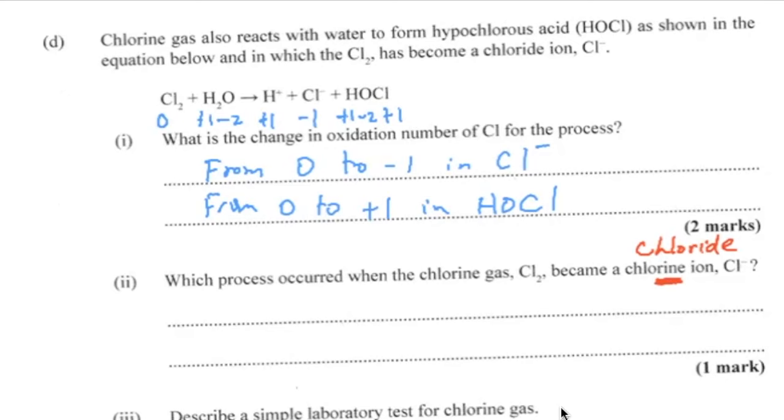So the process for it to move from 0 in Cl2 to negative 1 in the chloride ion, that process is reduction. So the oxidation state decreased, so that's reduction.